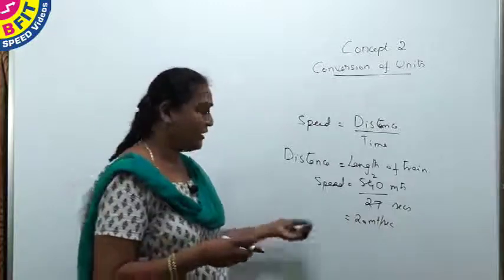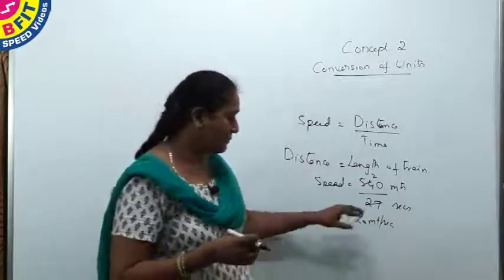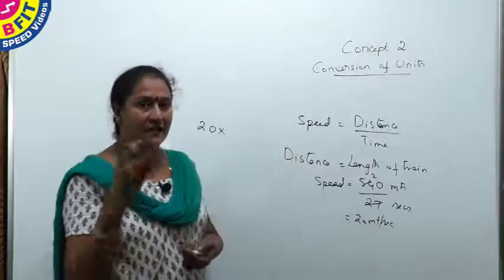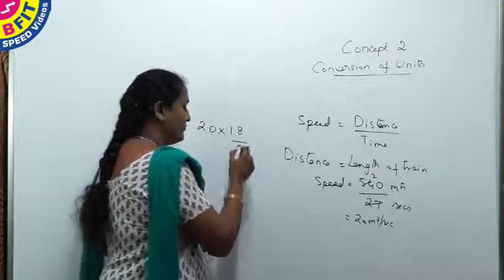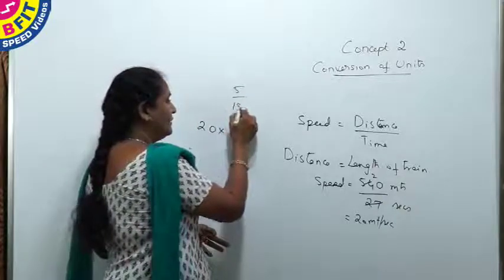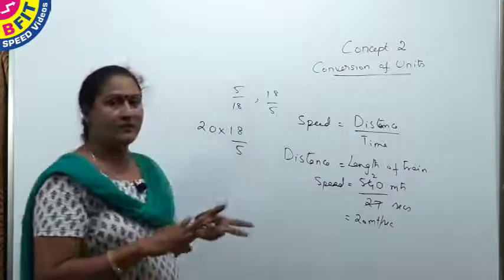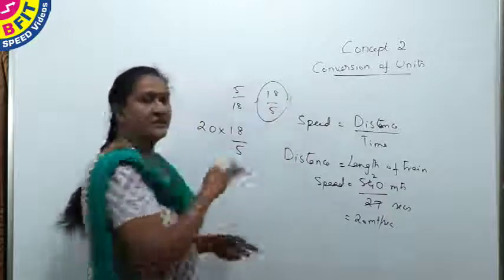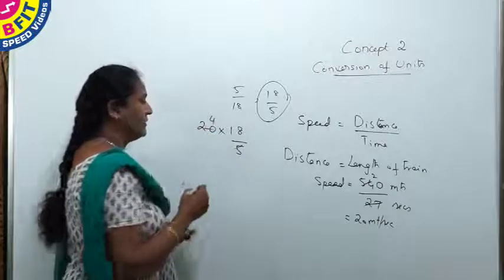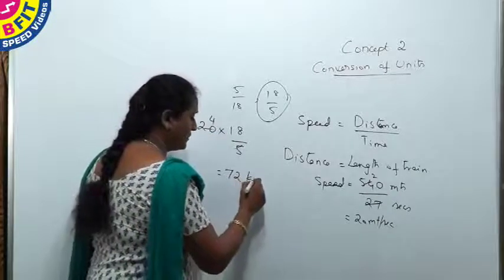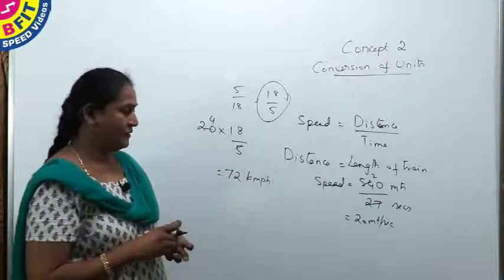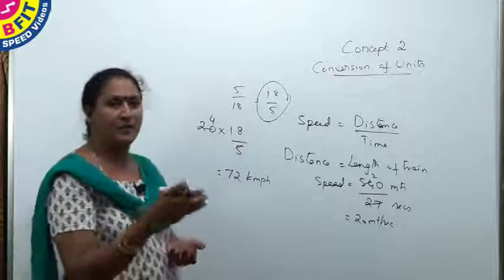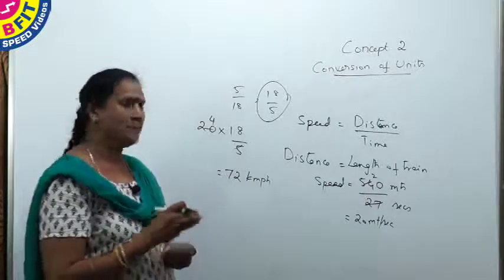Here we have got the speed in meter per second, but we need it in kilometer per hour. So from meter per second, we are enlarging the units. So multiply this with a factor which is greater than 1, that is 18 by 5. You may have confusion between 5 by 18 and 18 by 5. Whenever you need to enlarge the units, from meters to kilometers, seconds to hours, multiply with a factor which is greater than 1. Now 4 into 18 is 72 kilometer per hour. So using the conversion, though we got the speed in meter per second, we multiplied it with the factor 18 by 5 and converted the speed to kilometer per hour. So the speed of the train is 72 kilometers per hour.